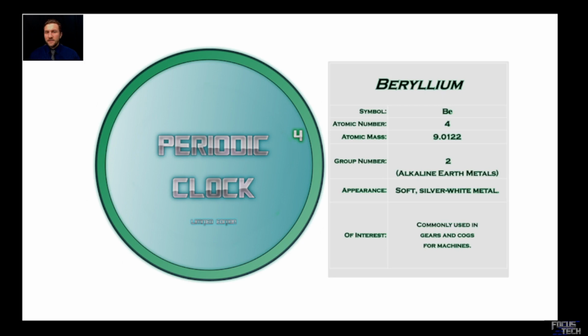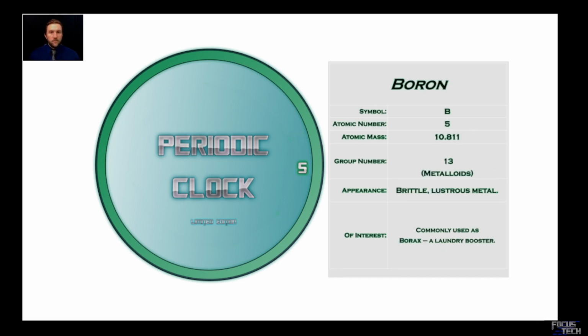Number 4 is beryllium. So beryllium, less commonly used, mainly because it is a little tricky to utilize in its pure form. It's a little bit toxic. But that doesn't stop us from trying to use it. It's an alkali earth metal, soft silver white, and normally can be found in things like gears and cogs used in machines.